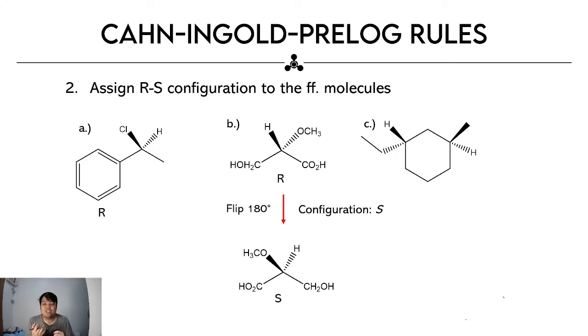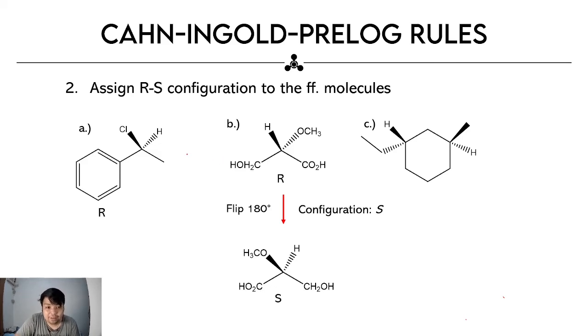So you don't need to imagine the molecule flipping at the top of your head. You just try to trace the arrows. Then, if the lowest priority substituent is at the front, and when you flip it to the back, the actual configuration will be the reverse of the initial configuration.